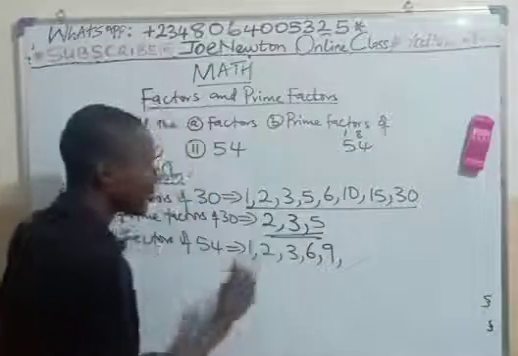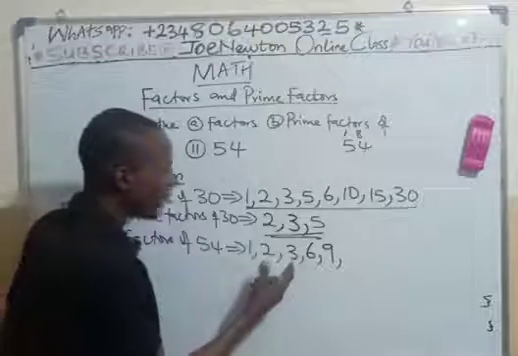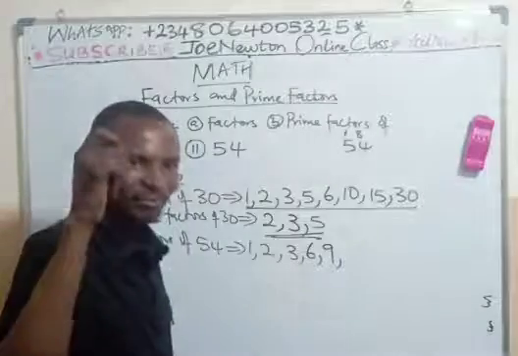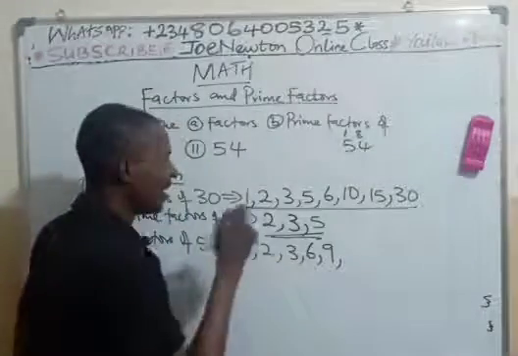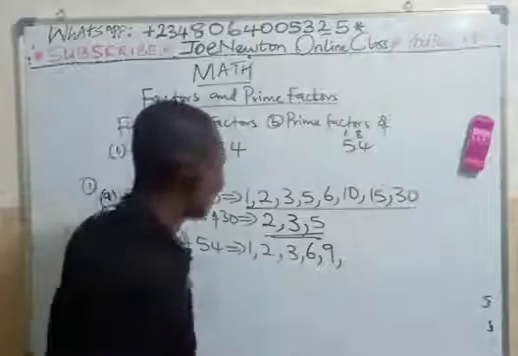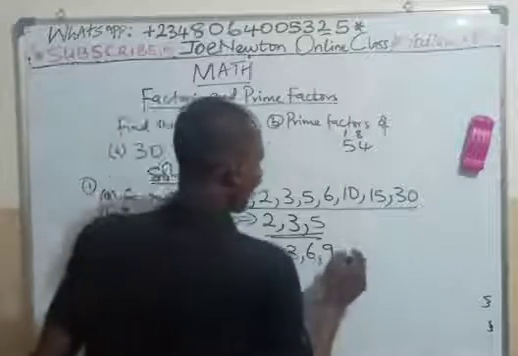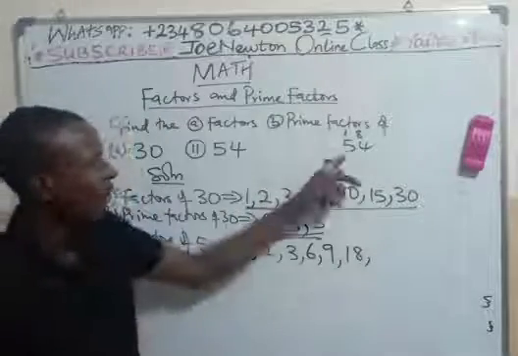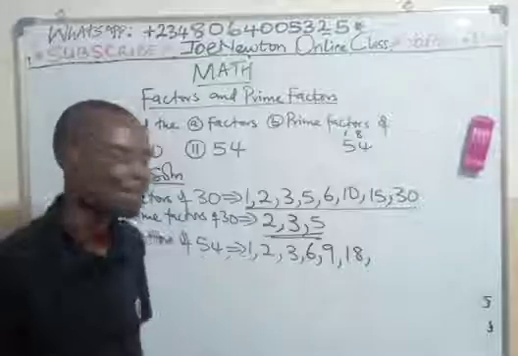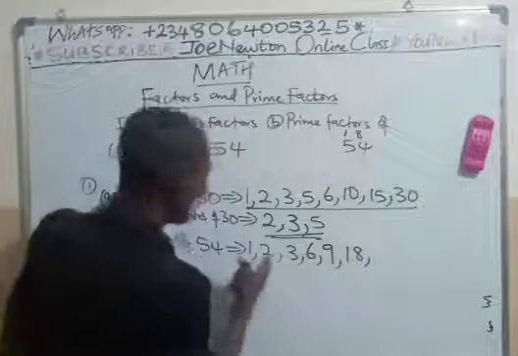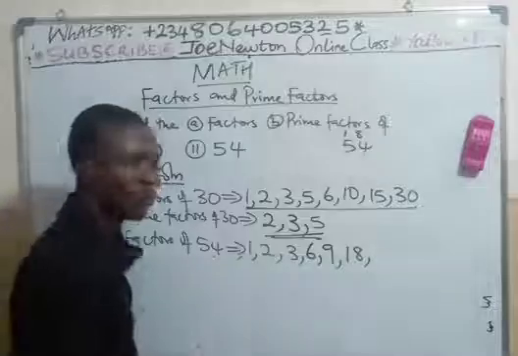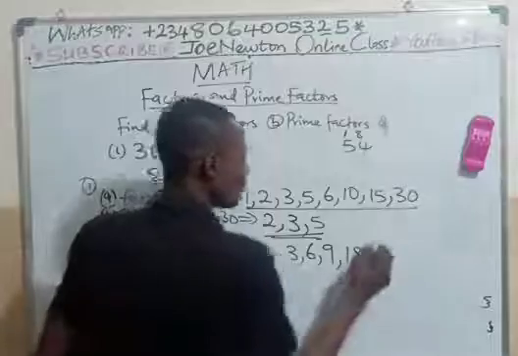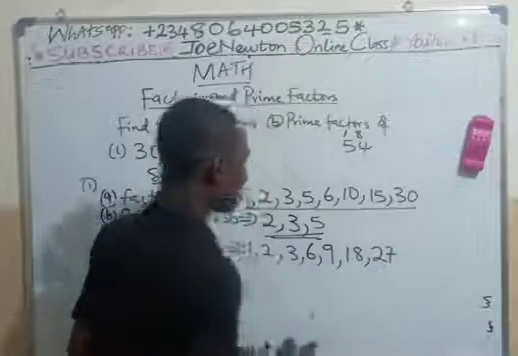Then now let's go back to the drawing board. When we divide 54 by 3, we get 18, which means 18 is a factor. Because when we divide it with 3, we get 18. So 18 is a factor there. Good. Now when we divide 54 by 2, of course, it will give us 27. Because 2 times 27 will give us 54. So 27 therefore becomes a factor.